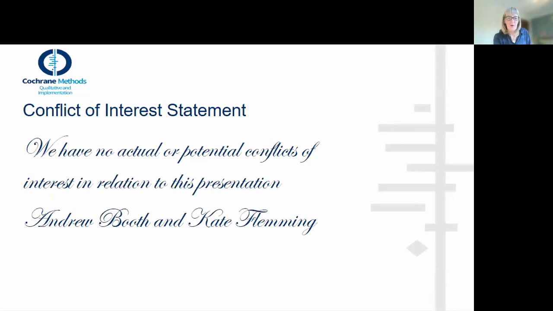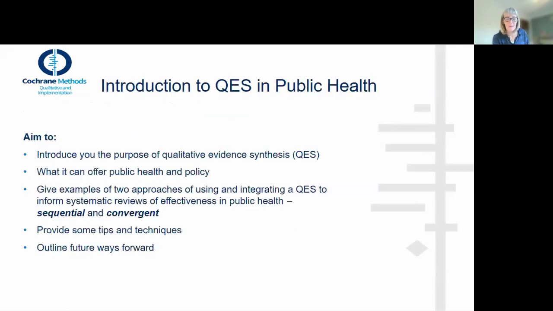So just a quick conflict of interest statement to say we've got no actual or potential conflicts of interest in relation to this presentation. So what we wanted to do for you today is to give you a quick introduction to the role of qualitative evidence synthesis in public health. We shorten that to QES, and qualitative evidence synthesis is the preferred term of a series of umbrella terms for systematic reviews of qualitative research used by the Cochrane Qualitative and Implementation Methods Group.